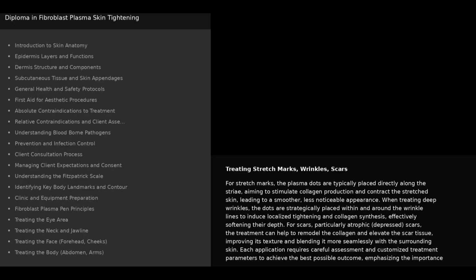Each application requires careful assessment and customized treatment parameters to achieve the best possible outcome, emphasizing the importance of practitioner skill and experience.